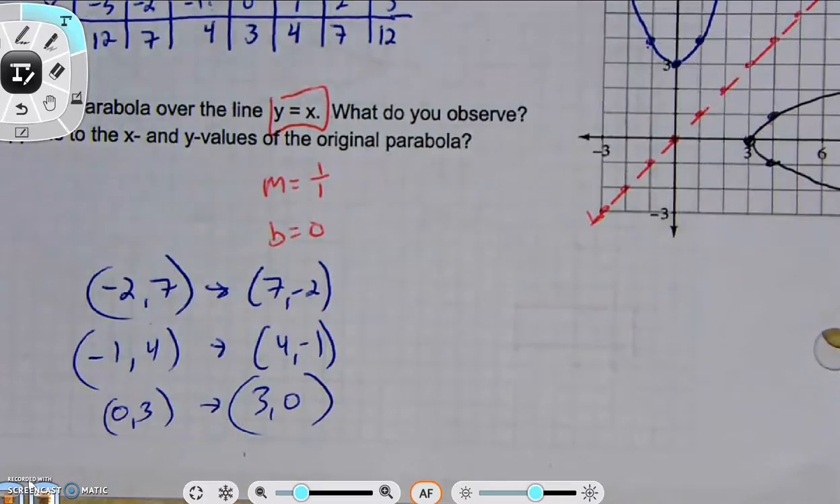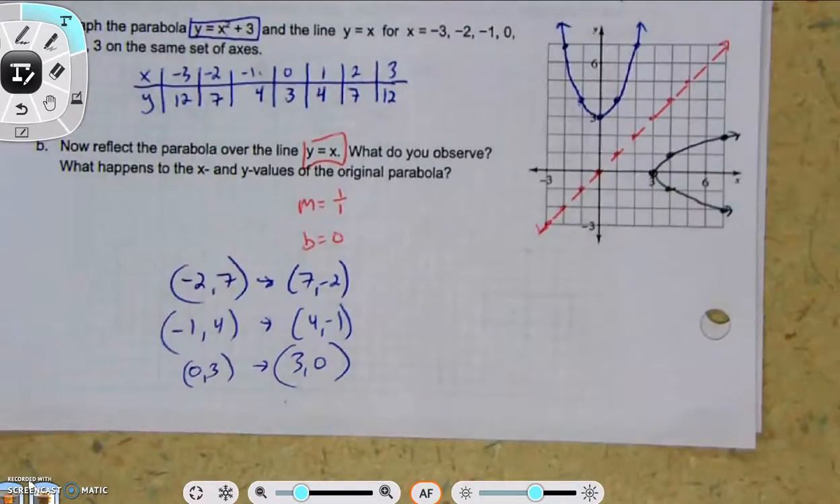So that's maybe something worthwhile remembering, especially since there's been something like this on the graduation test the last 4 years, like I mentioned in class. So definitely want to be able to reflect over the line y equals x. Super, super important.